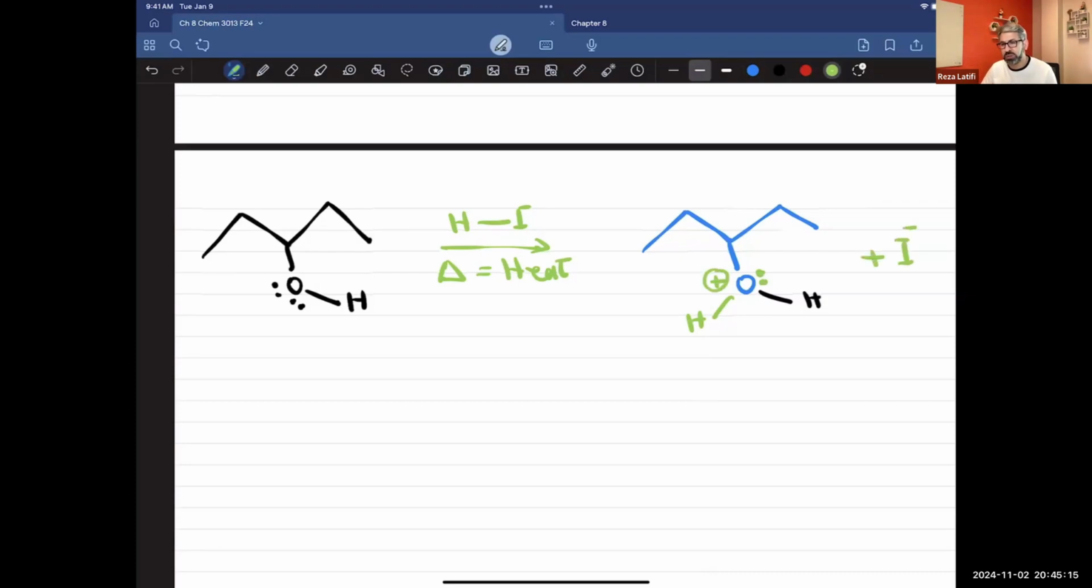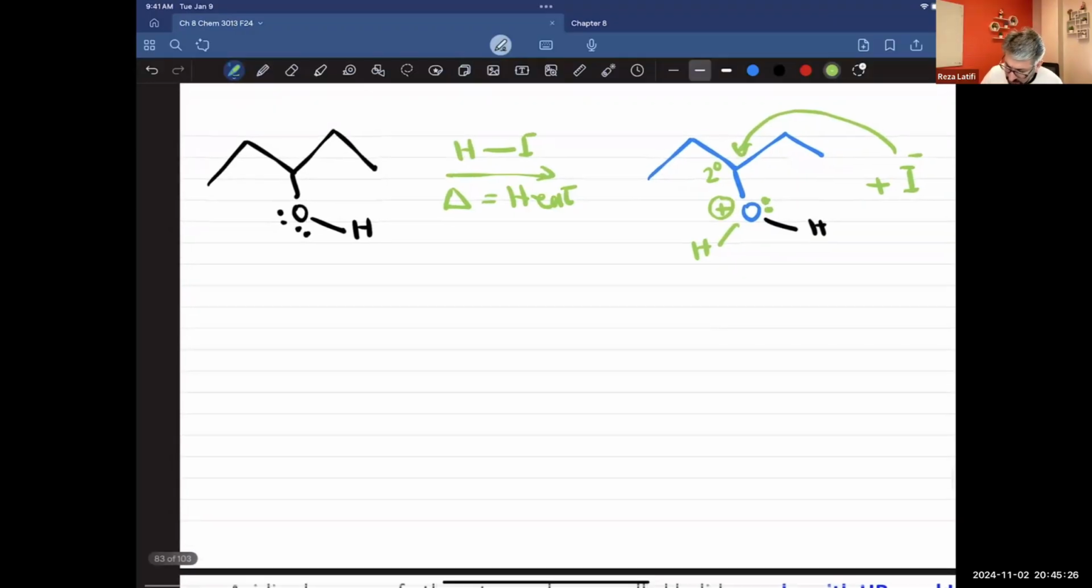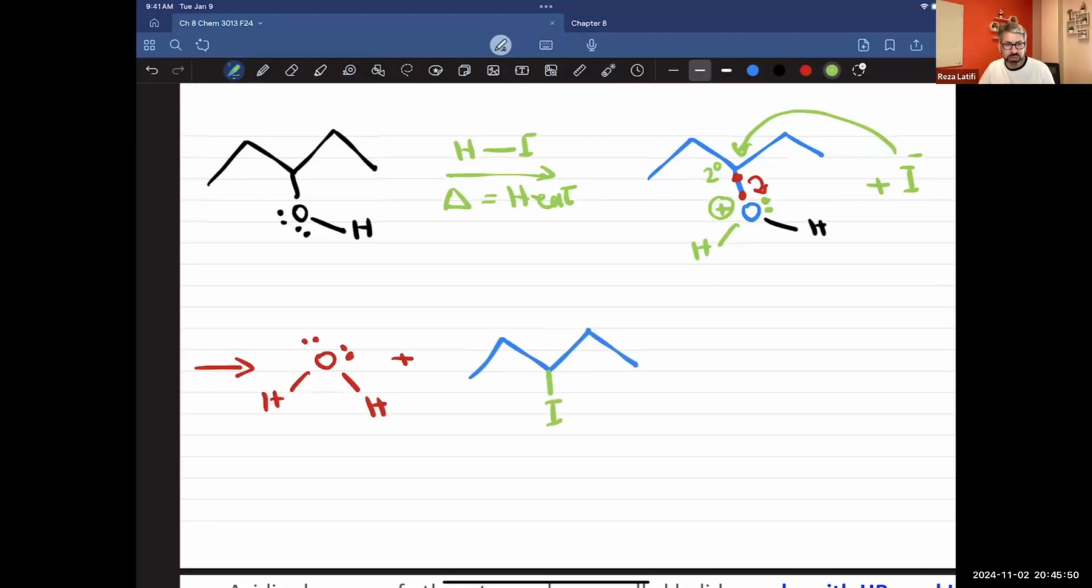So now it has only 1 lone pair, and it has a positive charge, plus I minus. Now, what will happen to the I minus? I have only 1 carbon, and that carbon is a secondary carbon. So this time we have only 1 option to attack. It will attack that carbon, and oxygen will take those 2 electrons and leave the system as water. So I get water plus this product. Okay, so I got the alkyl halide.